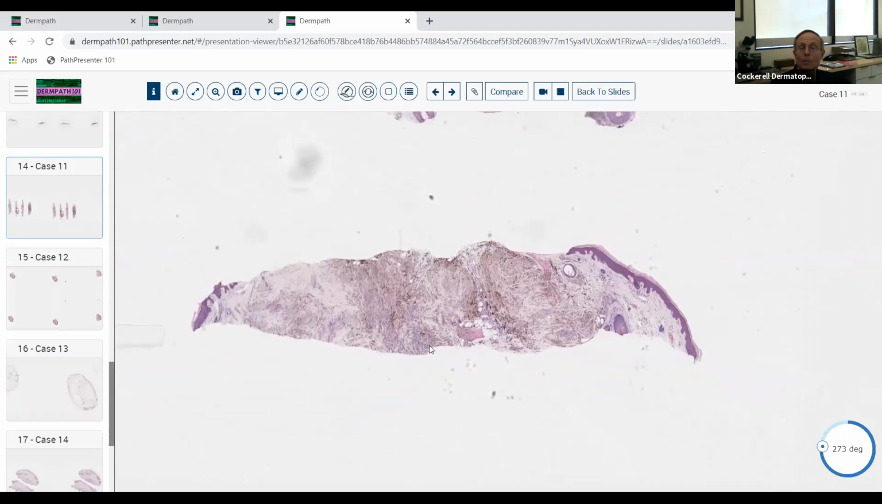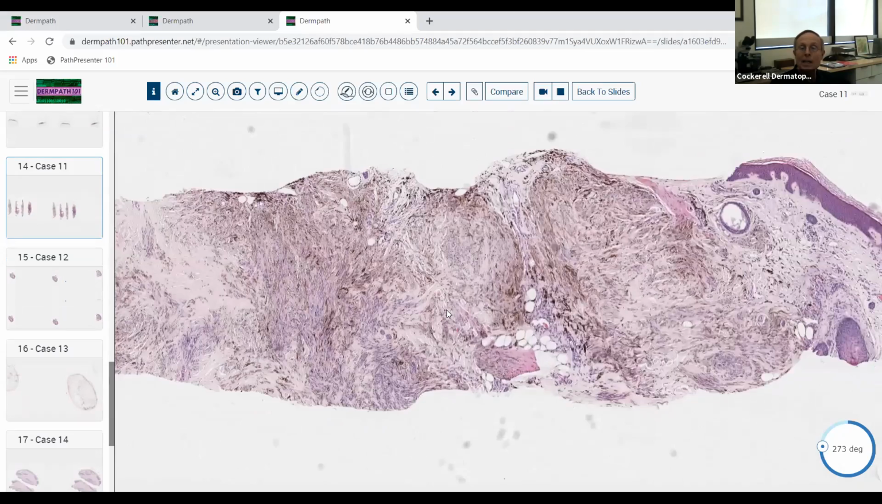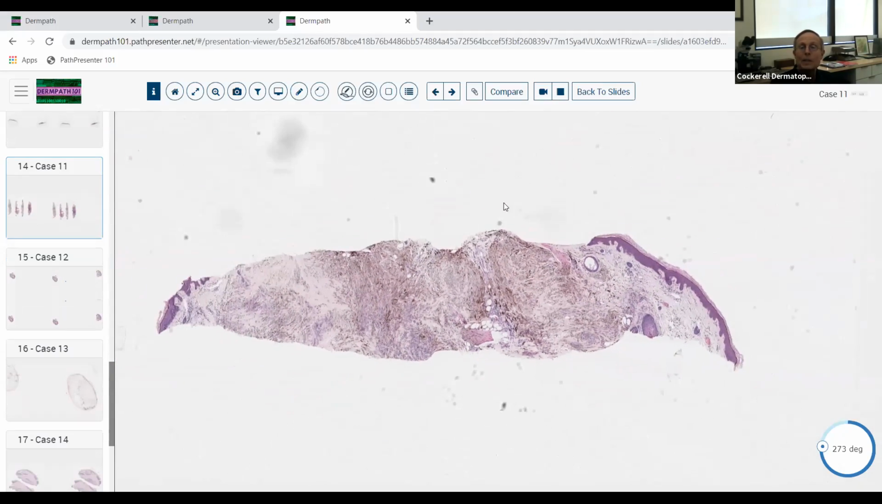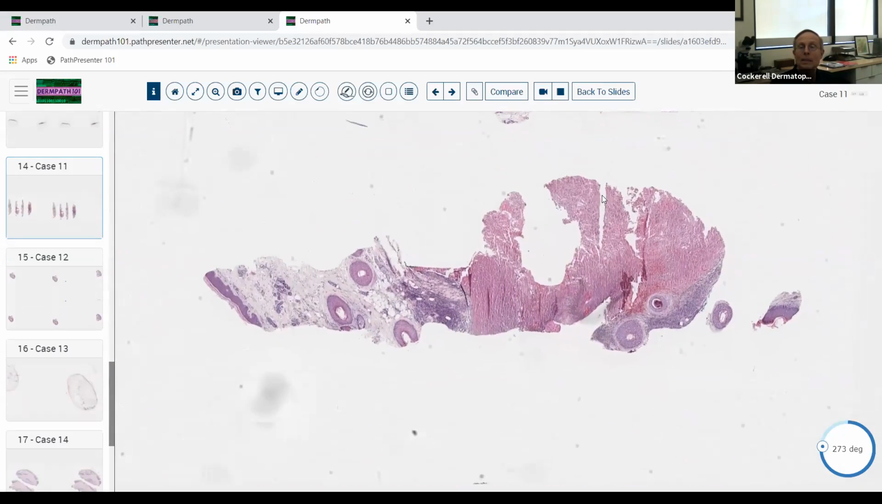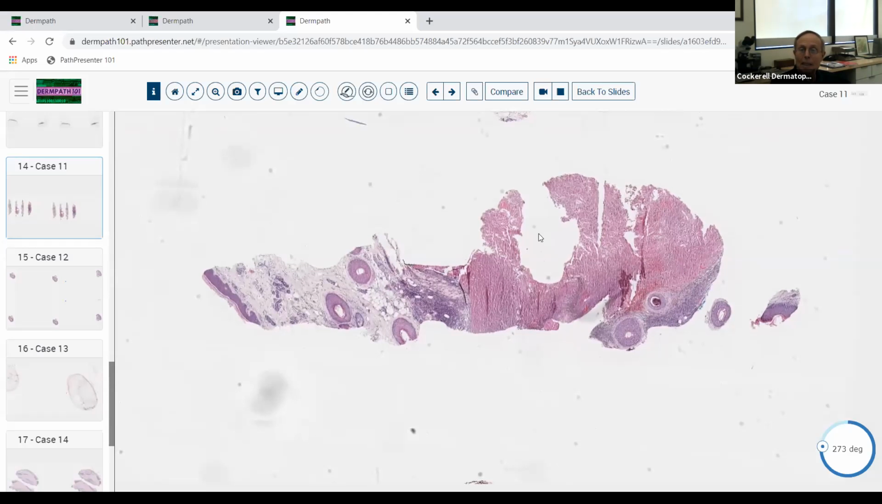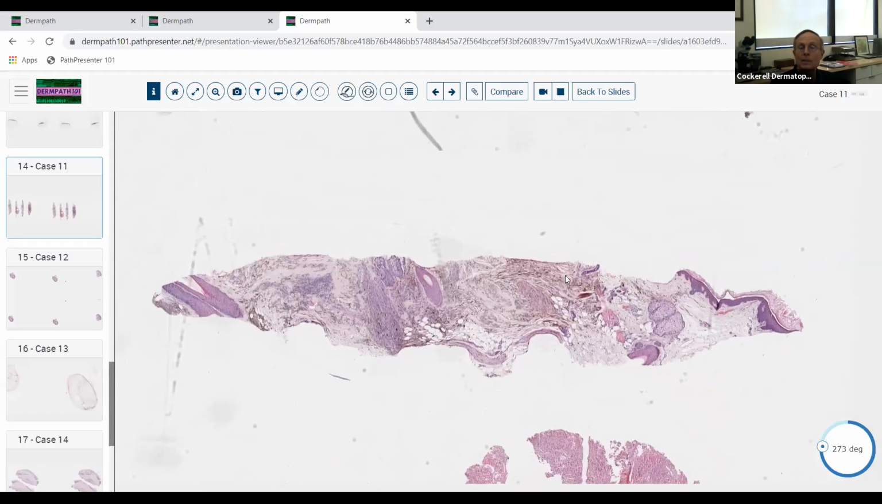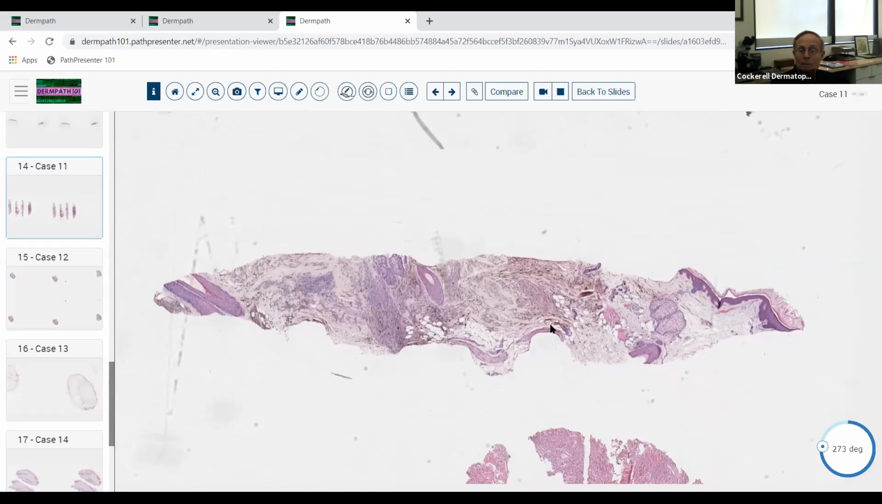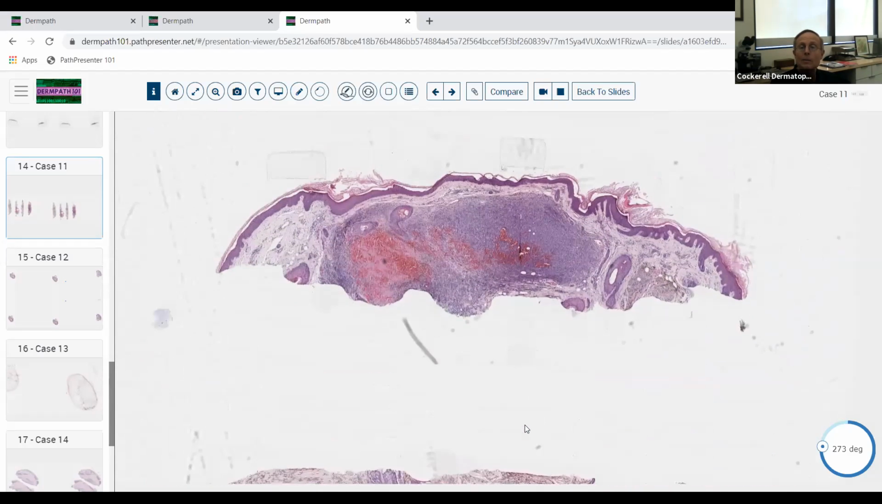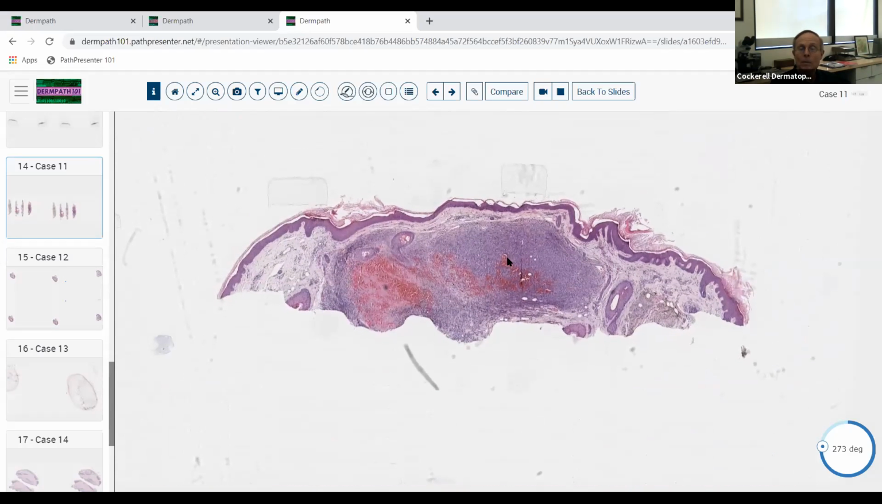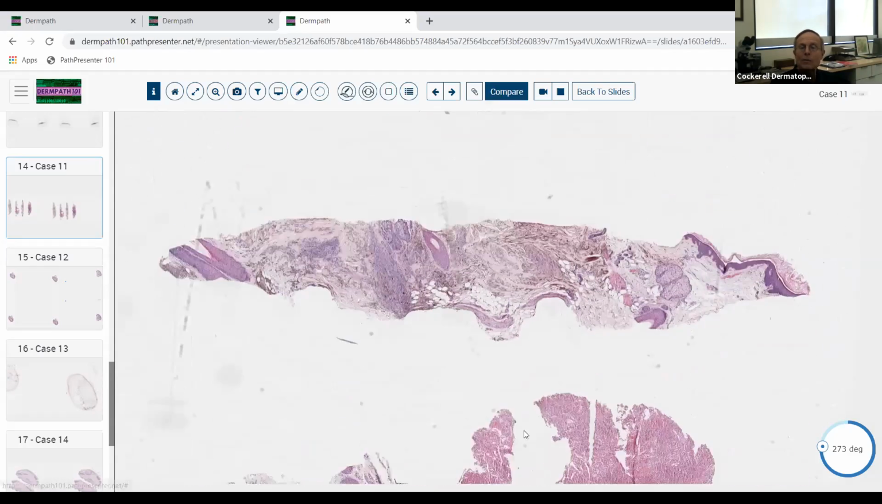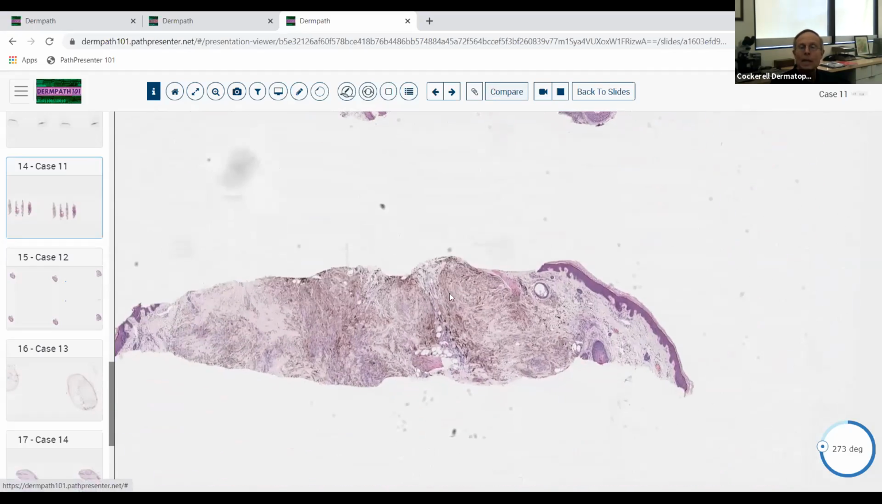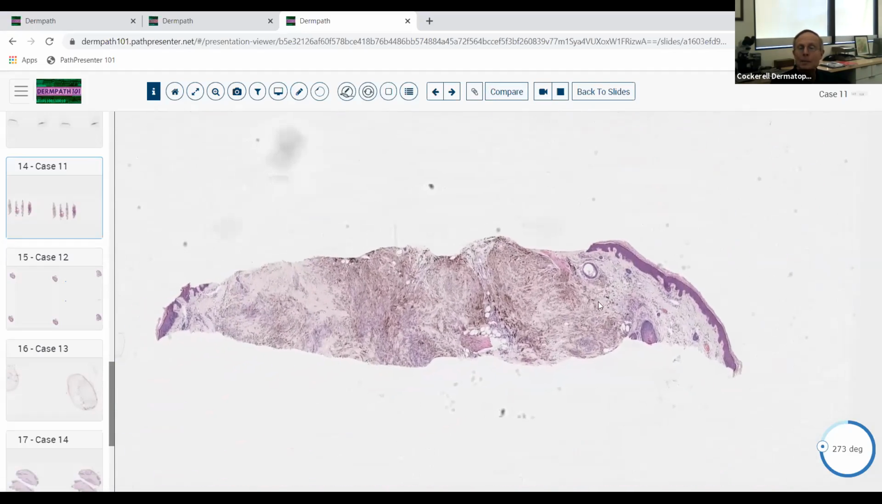What's the process that we're looking at here? We've got a shave biopsy submitted in multiple parts, and we've got some areas of crusting and hemorrhage. We've got this brown material in the dermis here, and then we've got this other area over here. So let's look at the brown area first. So again, we've got a shave. We don't know what's going on over here.